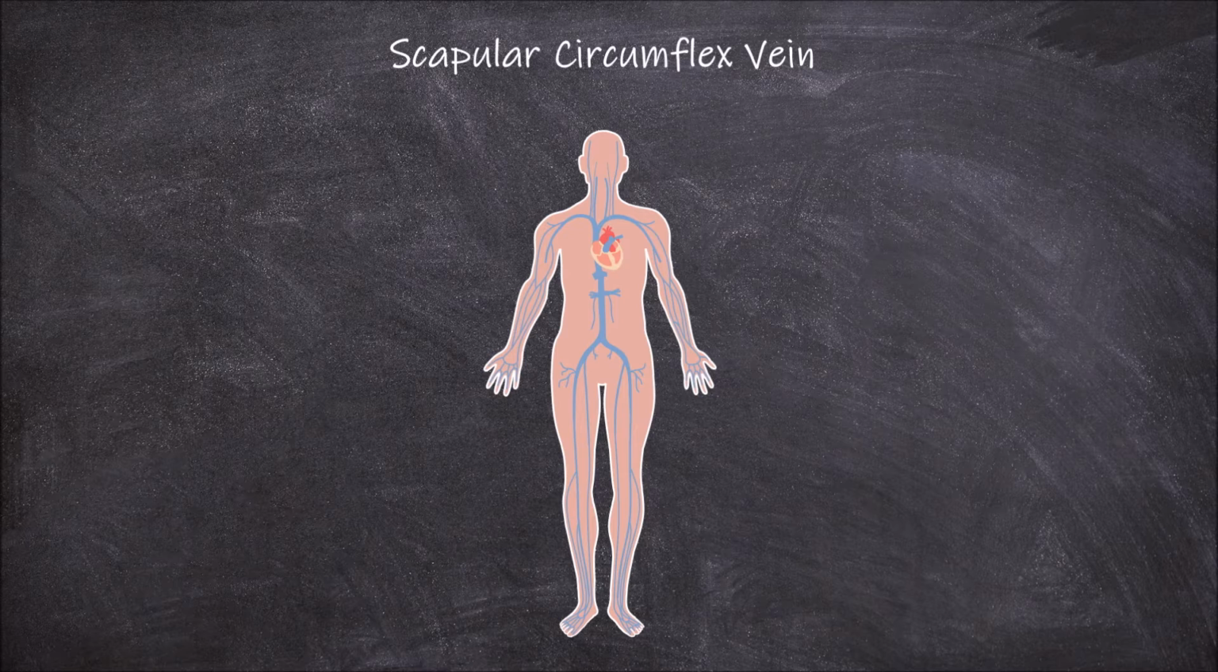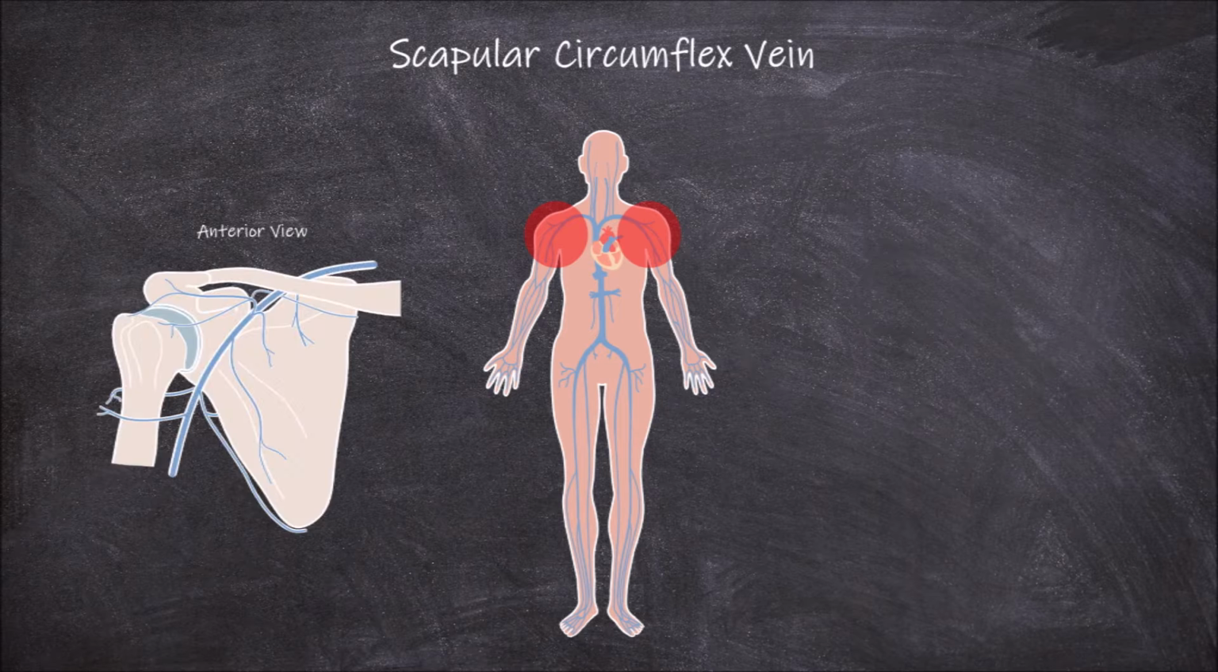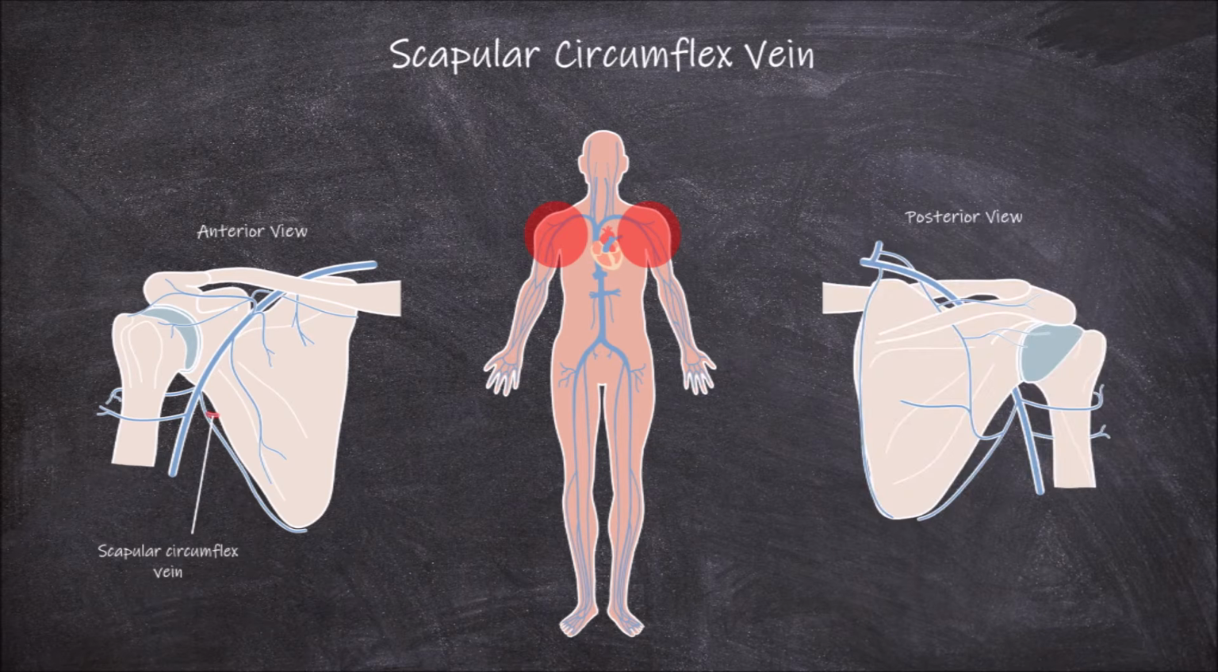Firstly, where is this vein located? The scapular circumflex vein is located in each of the shoulder regions. If we take a closer look at the veins on the anterior view of the right shoulder region, we can see the scapular circumflex vein highlighted in red. If we also take a closer look at the veins on the posterior view of the shoulder region, we can again see this vein highlighted in red.